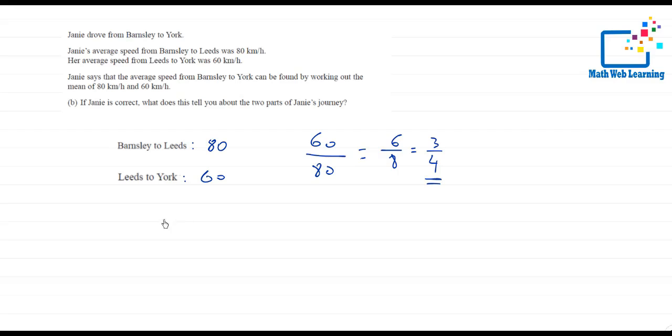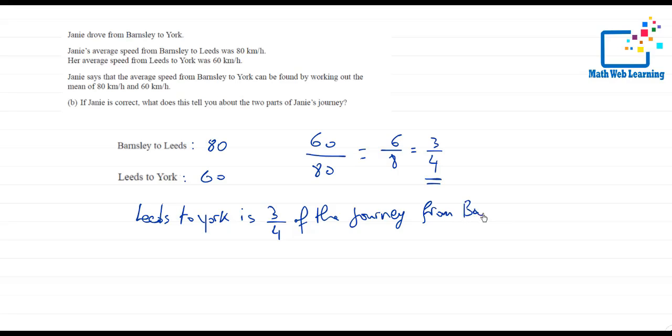That's my conclusion. Okay, so Leeds to York is 3/4 of the journey from Barnsley to Leeds. Okay, so that is my reply. All right, I hope this helped. Next question is question 5.